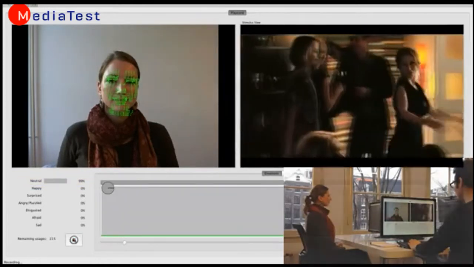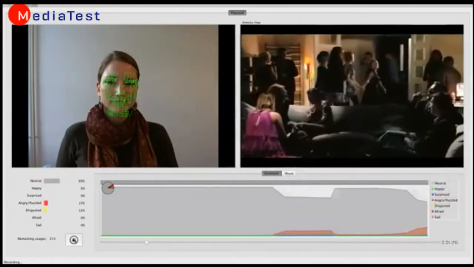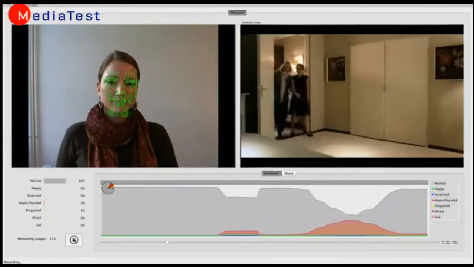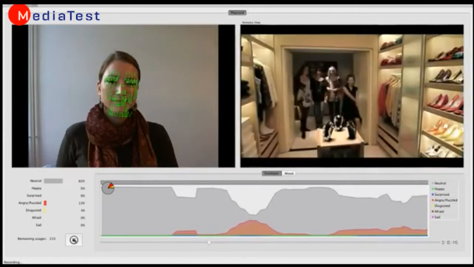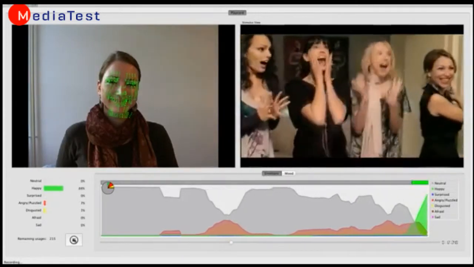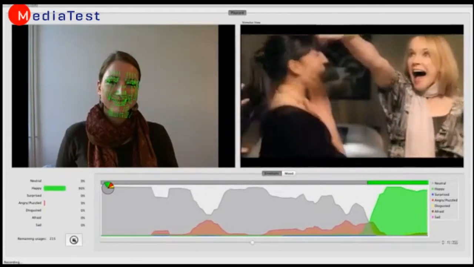While the video is being shown to the respondent, the screen of the interviewer shows preliminary experiment results. The graph to the right illustrates the emotional peaks as the respondent watches the commercial and also registers sudden changes in emotion.